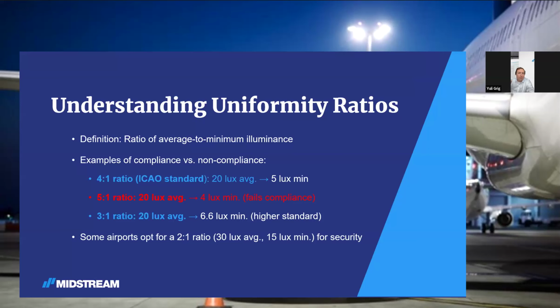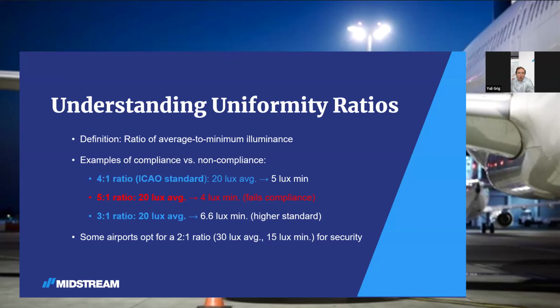Yeah, thanks very much for that. I think indeed the 4:1 ratio is exactly what it is. It's a relationship between two things: the relationship of the average and the minimum. And what we don't want is to have the difference being too great. We don't want something to be too bright and then have something too dark in the same area.